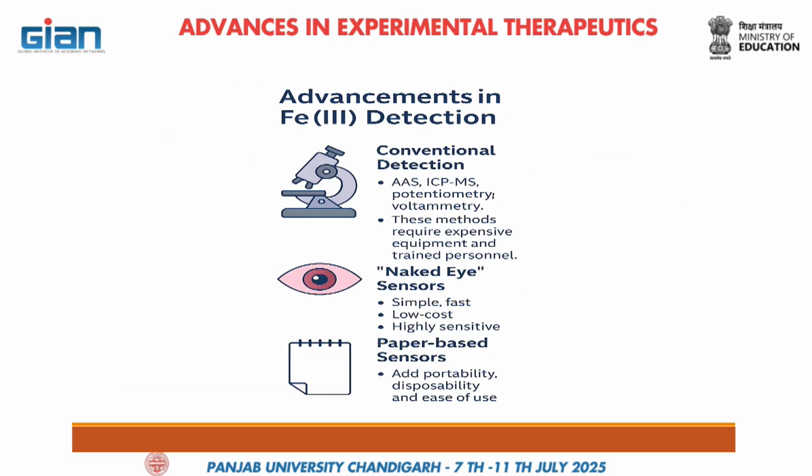There are various conventional methods for detection of metal ions that include AAS, ICP-MS, potentiometry, and voltammetry. The main disadvantages of these methods are that they require expensive equipment and trained persons. So we may use a naked eye sensor or paper-based sensor for sensing purposes. The main advantage of the naked eye sensor is that it provides a simple, fast, low cost and highly sensitive sensing method, while the paper-based sensor adds portability, disposability and ease of use.